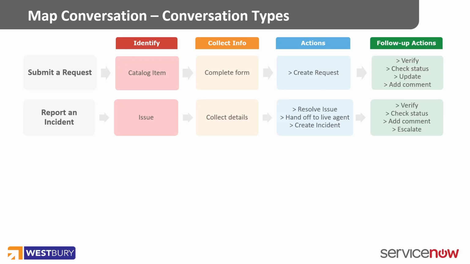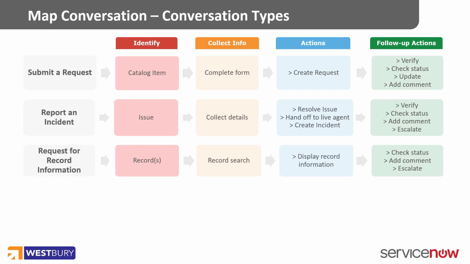Next is report an incident. First, questions are used to identify the type of incident and/or what service is impacted. Then questions capture the details of the incident. The next step is to identify actions that would resolve the incident through available solutions. If no solutions are available, it can be handed off to a live agent, or an incident can be created. Follow-up actions should include verification of the incident creation, checking the status of the incident, adding comments, or escalating the incident.